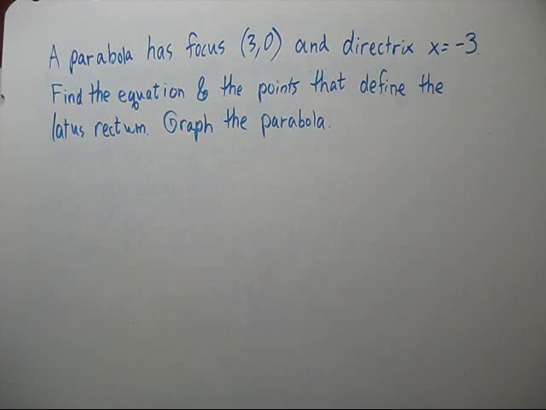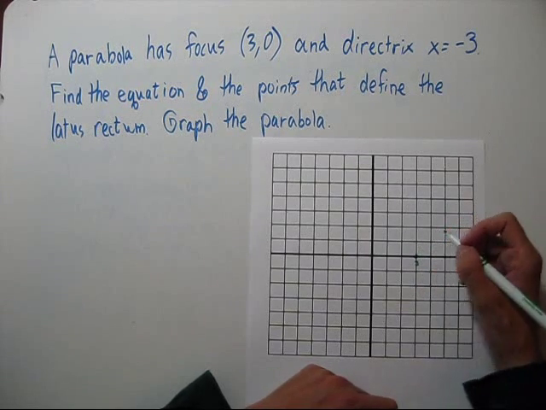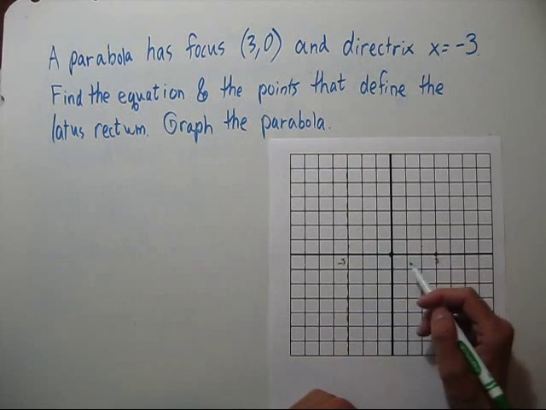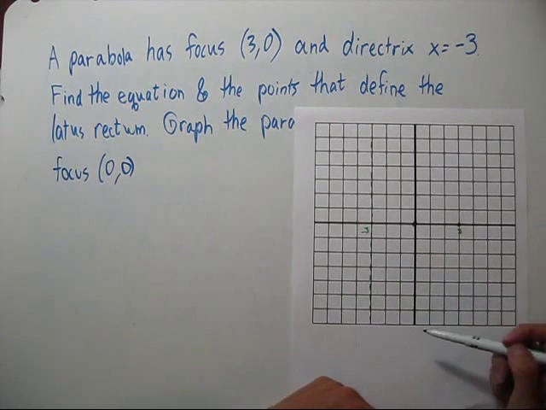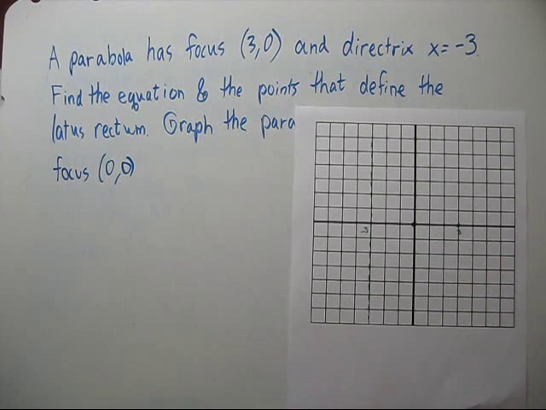A parabola has its focus at 3, 0 and directrix at x equals negative 3. We'd like to find the equation and the points that define the latus rectum and the graph of the parabola. Let's graph what we know. There's our focus, there's our directrix. The vertex is going to be halfway between the focus and the directrix. A parabola will open toward its focus. So this one is opening to the right.